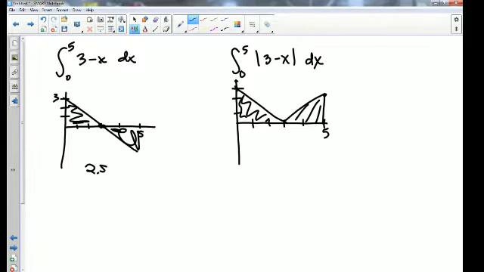This area is 3 times 3, 9, divided by 2 is 4.5. Plus 2 times 2 is 4, divided by 2 is 2. So we get 6.5 in this case. This area is 1/2 times 3 times 3. That's geometrically what an absolute value will do for you. It makes everything positive.